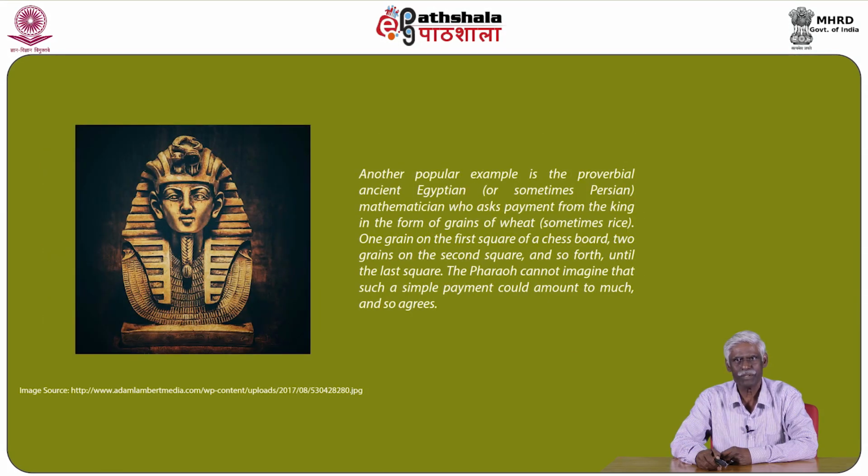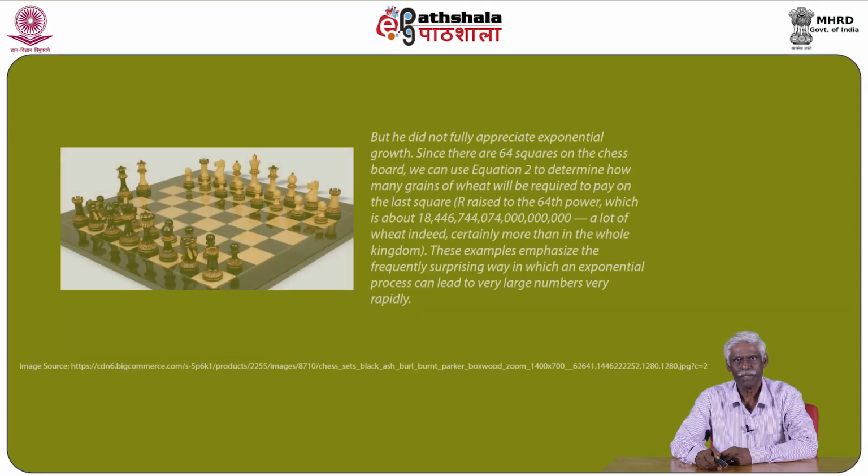Another popular example is the proverbial ancient Egyptian or sometimes Persian mathematician who asks payment from the king in the form of grains of wheat, sometimes rice: 1 grain on the first square of a chessboard, 2 grains on the second square, and so forth until the last square. The pharaoh cannot imagine that such a simple payment could amount to much and so agrees. But he did not fully appreciate the exponential growth.